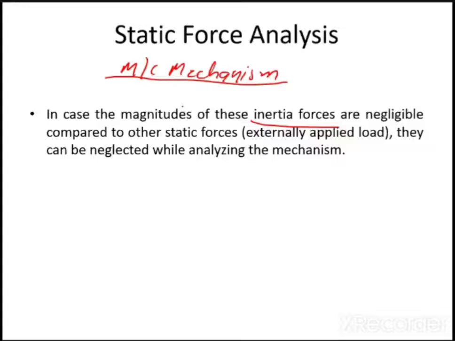In that example, the magnitudes of inertia forces are negligible. Negligible means these inertia forces are very, very small. First of all, how are these inertia forces produced? They are produced due to the masses of the reciprocating and rotating components, when the machine is under the dynamic condition, that is, when the machine accelerates. These inertia forces are equal and opposite to the accelerating forces, right? And if these accelerating forces are very, very small, they are negligible compared to the other static forces, meaning externally applied loads or the weights of that component.